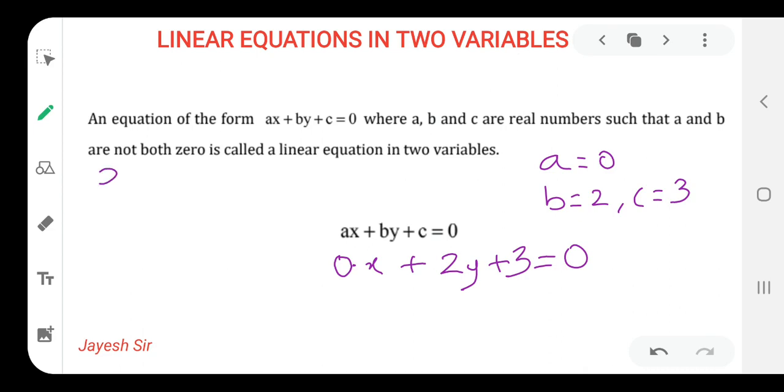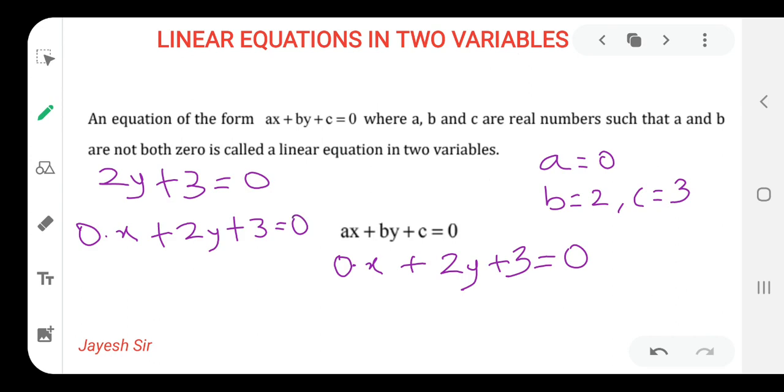Let us assume that the equation given to us is 2y plus 3 equals to 0, and we are told to form the equation in two variables. What we can do, because 0 into x means nothing. Yes, 0 into x means 0, because 0 multiplied by any number gives 0 itself. So adding 0 does not make any difference over here. So 0 into x, or 0 dot x, also means multiplication, plus 2y plus 3 equals to 0. This is the equation we can say.